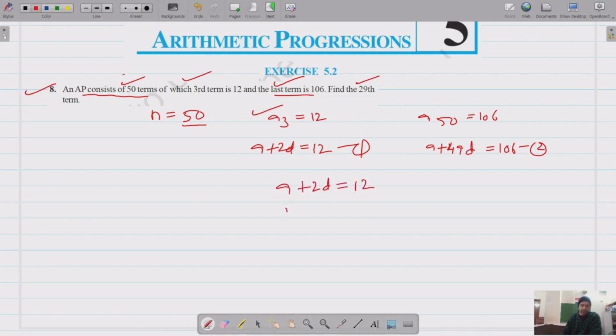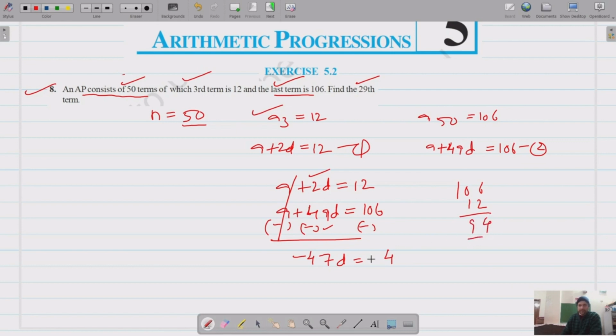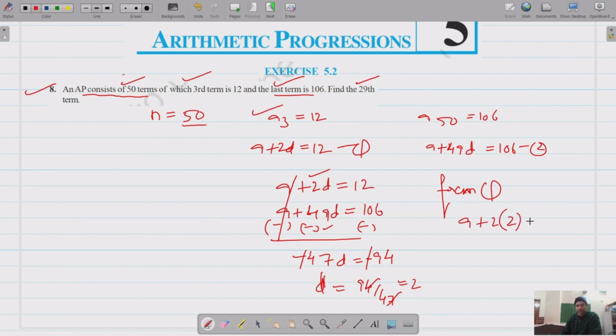And if we subtract these two equations by using the column method, we change the sign, so a gets cancelled. 2d minus 49d is minus 47d, and 12 minus 106 is minus 94. So minus 47d equals minus 94, the negatives get cancelled, and d is 94 divided by 47, which is 2. So d is 2, and now from the first equation, if we replace the value of d, we get a plus 4 equals 12, so a is 8.